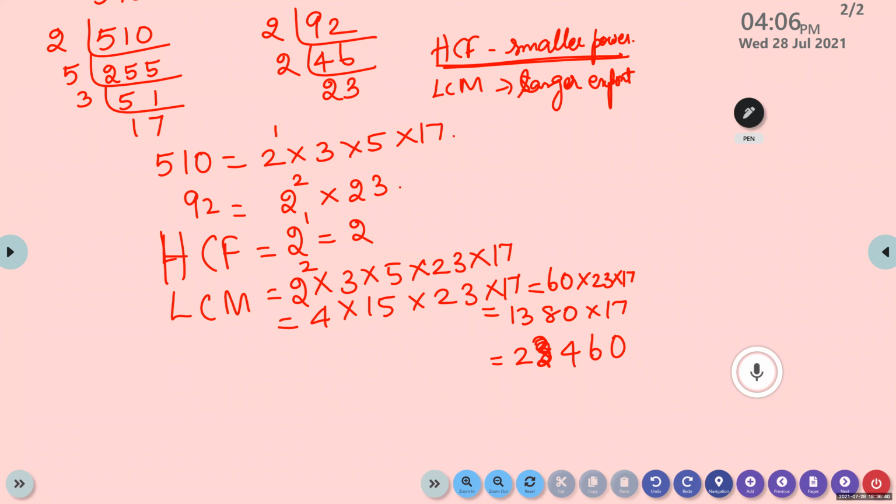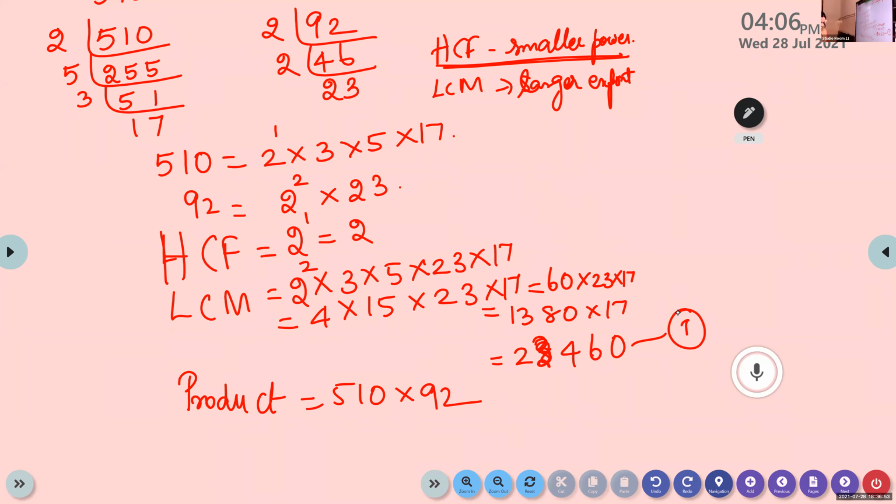You find the product of the numbers. What about the product of the numbers? 510 into 92. Is it same? Check it. Name this as equation 1. The other one as equation 2. 510 into 92. Are they same?